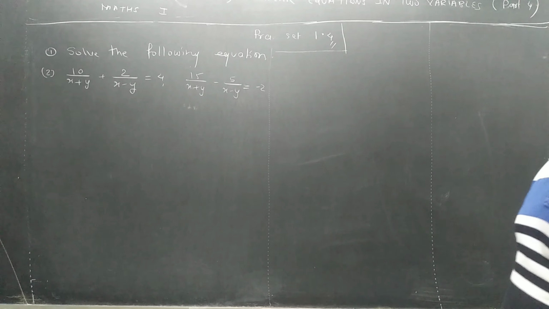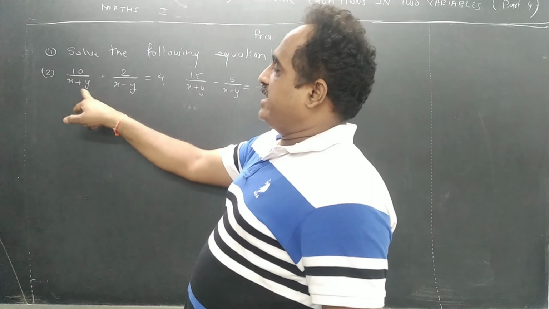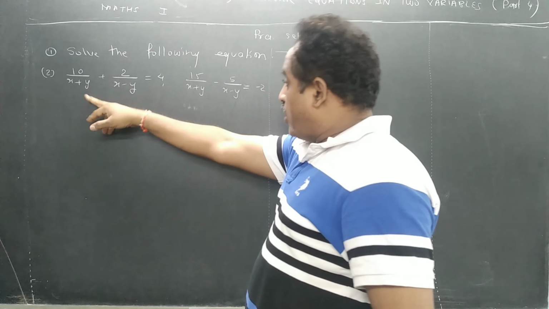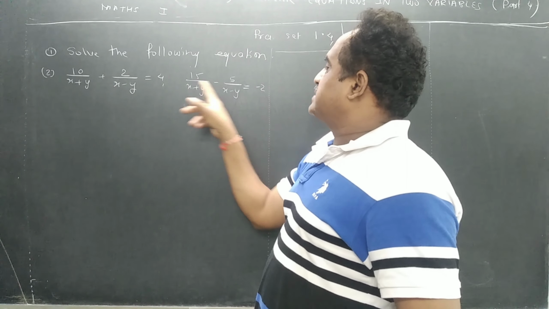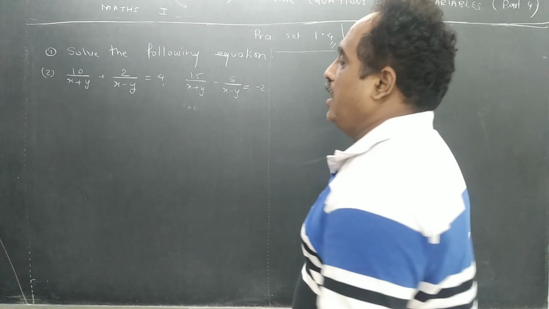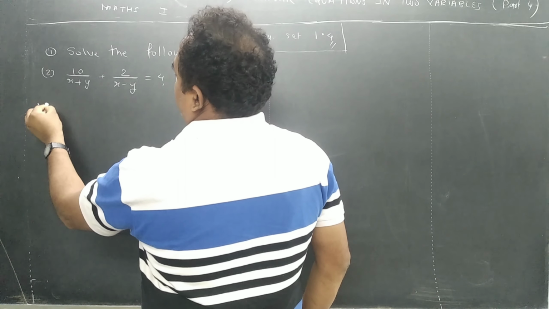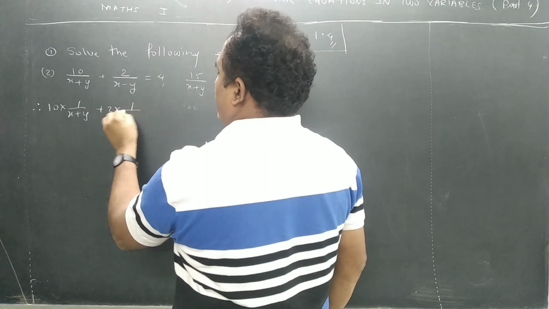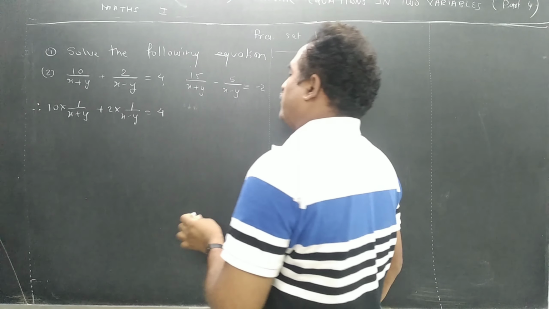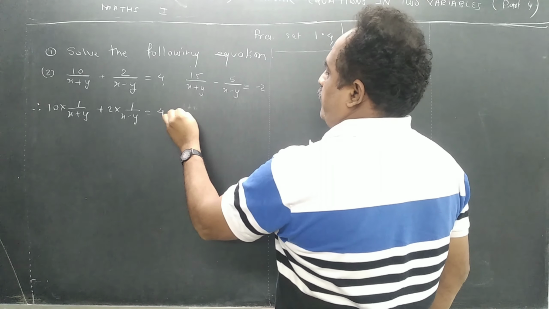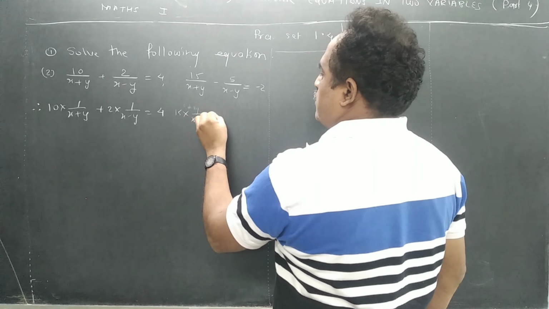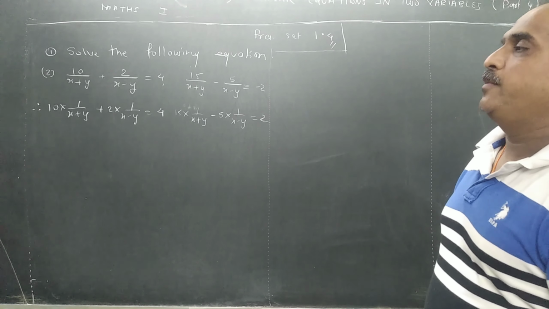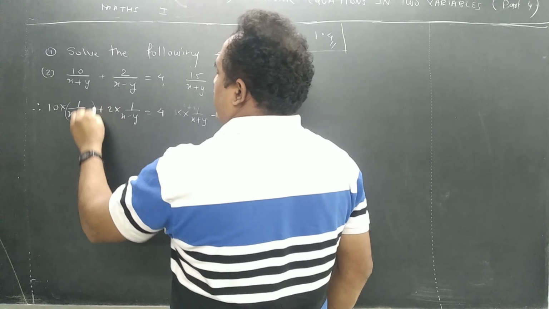Now this is the second question. See, what are they going to do? 10 upon x plus y plus 2 upon x minus y is equal to 4. 15 upon x plus y minus 5 upon x minus y is equal to minus 2. So for this question we are going to write 10 into 1 upon x plus y plus 2 into 1 upon x minus y is equal to 4, and 15 into 1 upon x plus y minus 5 into 1 upon x minus y is equal to 2. Whatever, just written like this.